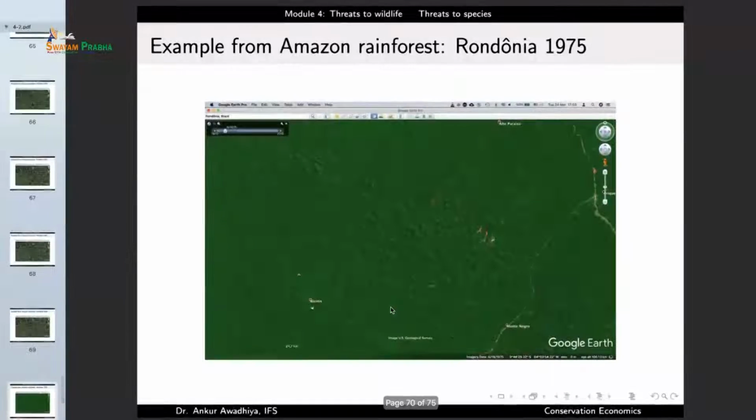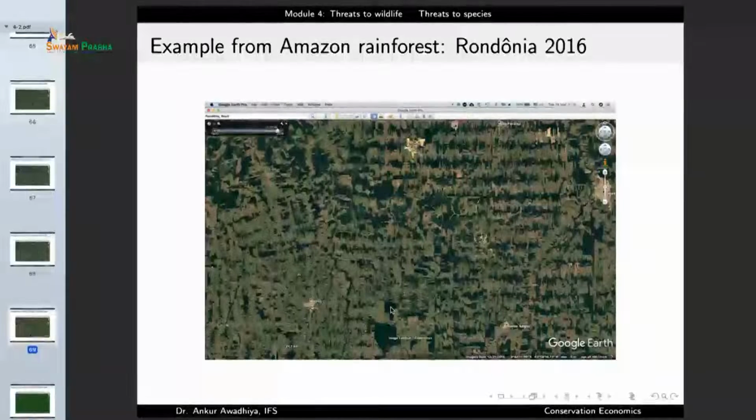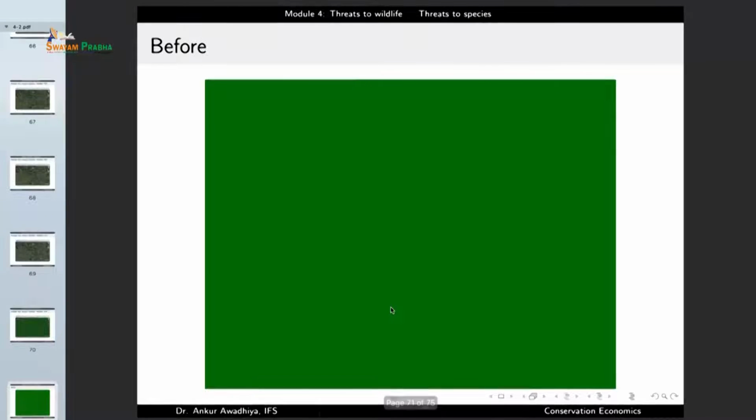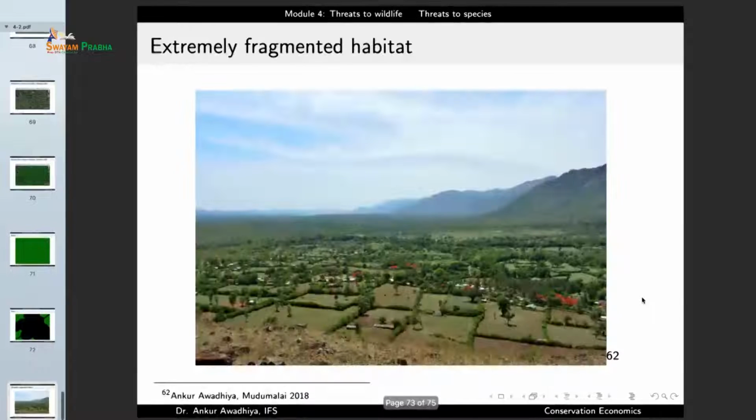And so what was there in the form of a pristine forest is now completely deforested. So what started with a small amount of habitat degradation and habitat fragmentation ultimately resulted in the loss of the forest. So before we have a situation like this, a pristine forest, afterwards we hardly have any forests that are left in this area. And this is an example of an extremely fragmented habitat from Mudumalai.